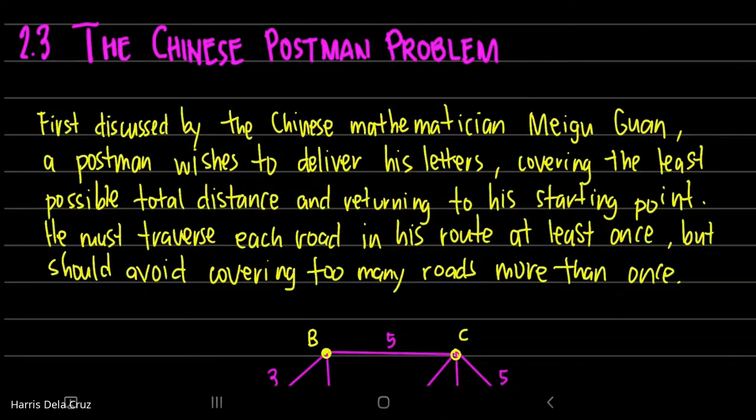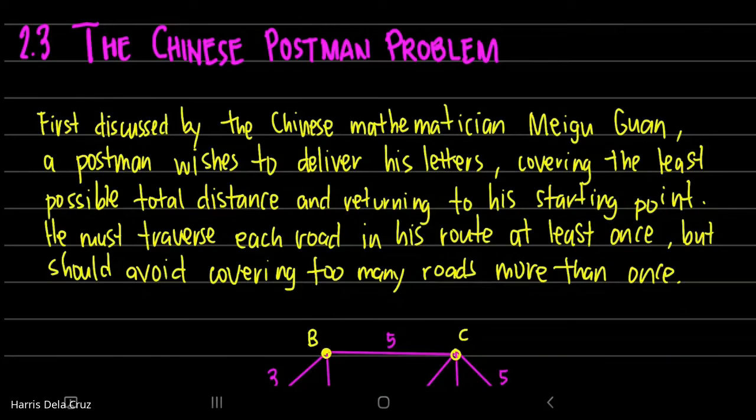Siyempre, a Eulerian graph, you can traverse it once using a Eulerian circuit. If you still remember our topic, discussions on Eulerian graph. Pero once it's not a Eulerian graph, then you're forced na may uulitin kang road. So ang Chinese Postman problem, ang tanong, ano yung road na uulitin mo para minimum yung total distance na mako-cover mo. So you want to, as much as possible, avoid covering too many roads.